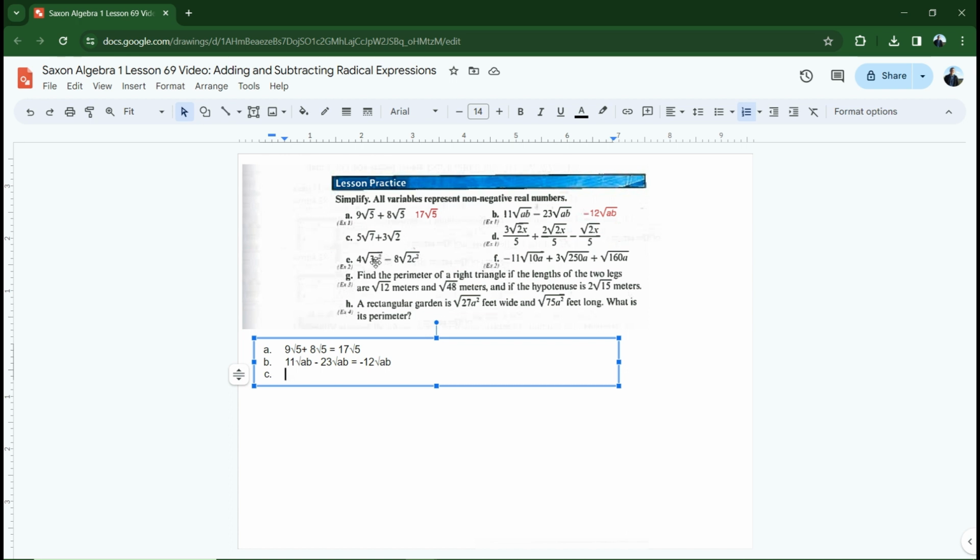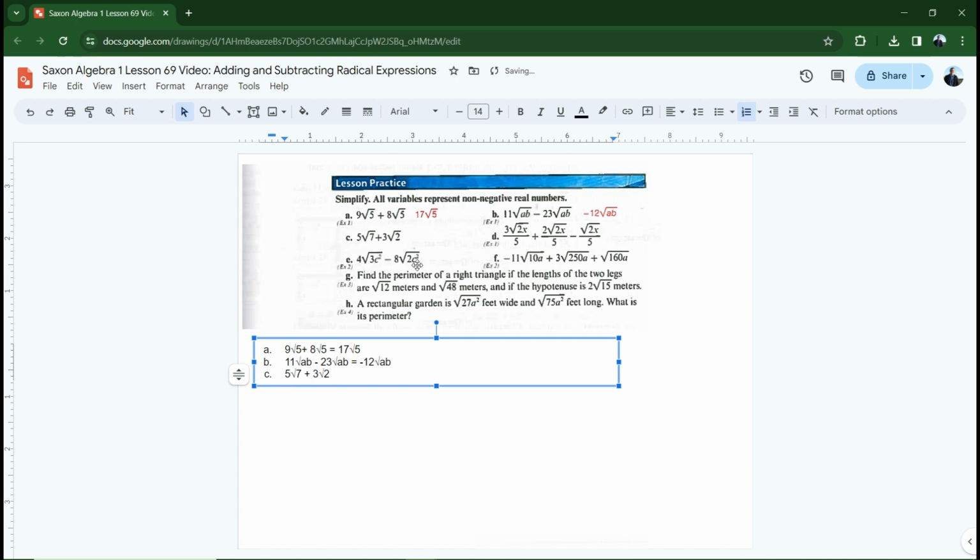I have 5, whatever square root of 7 is, it's this bigger number. And the square root of 2 is a smaller number. There's nothing I can do to combine these together because 5 of these isn't compatible with 3 of these. So the answer to this one is exactly what the problem says. 5 square roots of 7 plus 3 square roots of 2.